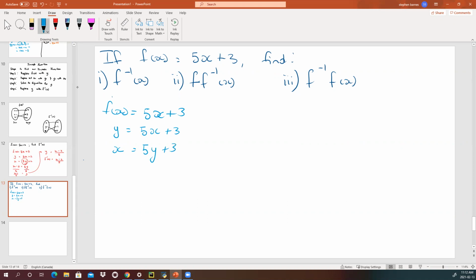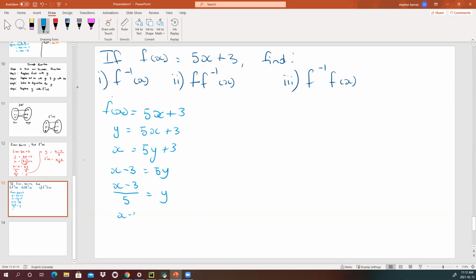And then you go ahead now and solve the equation for y. So x minus 3 equals 5y. And if you carry over the 5, it will come and divide. So it's x minus 3 divided by 5 equals y.